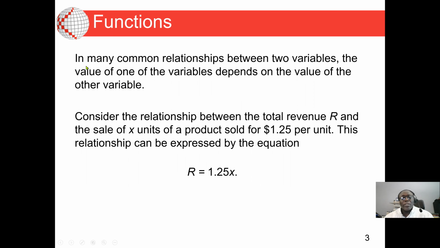So first, we said that in many common relationships between two variables, the value of one of the variables depends on the value of the other variable. We have so many applications of this concept in statistics. For example, we can try to find a correlation value, where we want to quantify the relationship between two variables. So we find the R value, which is called the Pearson correlation. And in this case, we want to know if there's a relationship between two variables.